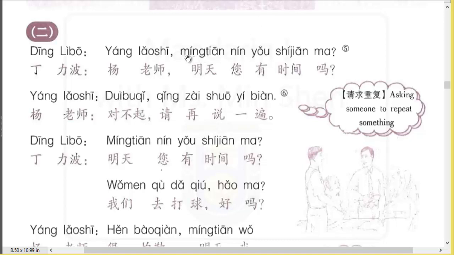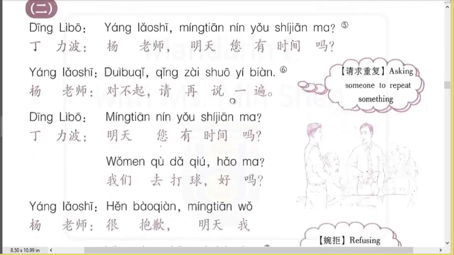But here in Chinese, you should notice that any expression about time, when something happens, always goes before the verb. Either right before the verb or before the whole sentence. So this part, I will talk about it again in the video of grammar. But this sentence, you should pay attention. So please read together with me. 明天您有时间吗?